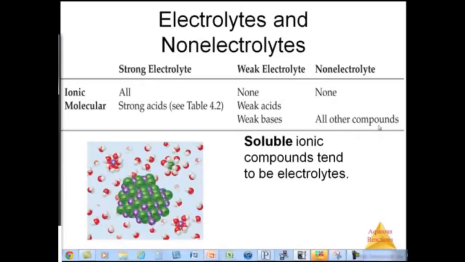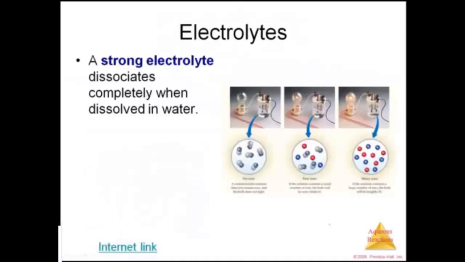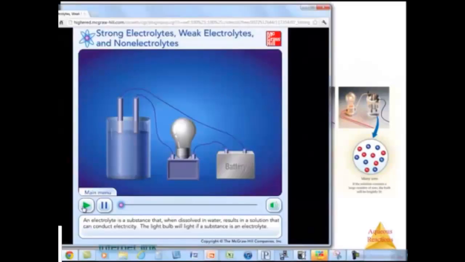So all molecular compounds, with the exception of acids and bases, or covalent compounds, are going to be non-electrolytes. They will not conduct electricity. So, of course, soluble ionic compounds tend to conduct electricity. Alright, so a strong electrolyte dissociates completely when dissolved in water. So this is the link I wanted to show. An electrolyte is a substance that, when dissolved in water, results in a solution that can conduct electricity. The light bulb will light if the substance is an electrolyte.